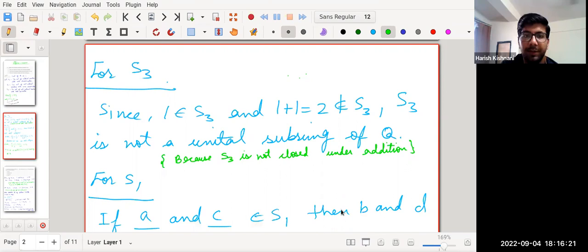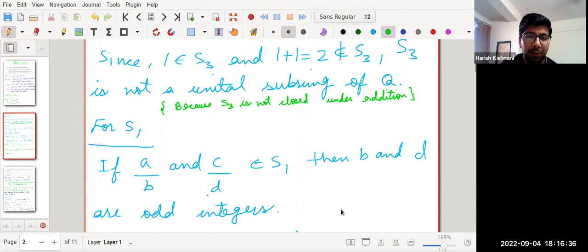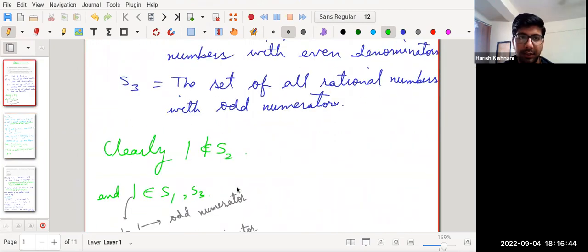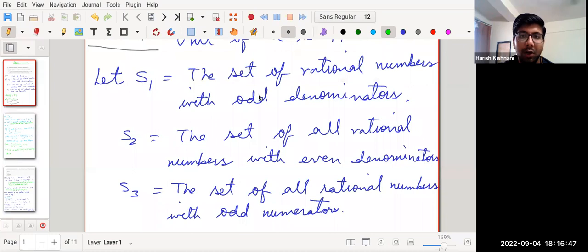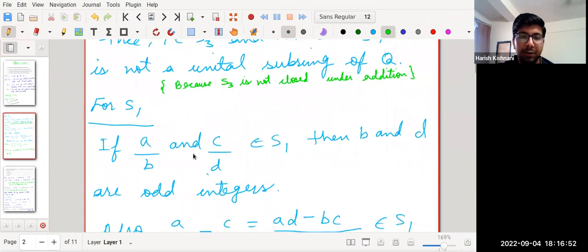Now for S1, we have already seen that S2 and S3 are not the correct options, but we have to prove that S1 is the correct option. We have already proved that the identity is inside S1. So it's a unital subset, but we need to check whether it's a unital subring or not. For that, we pick two members of S1, A by B and C by D. S1 is a set of rational numbers with odd denominators. So if A by B and C by D belong to S1, then B and D are odd integers.